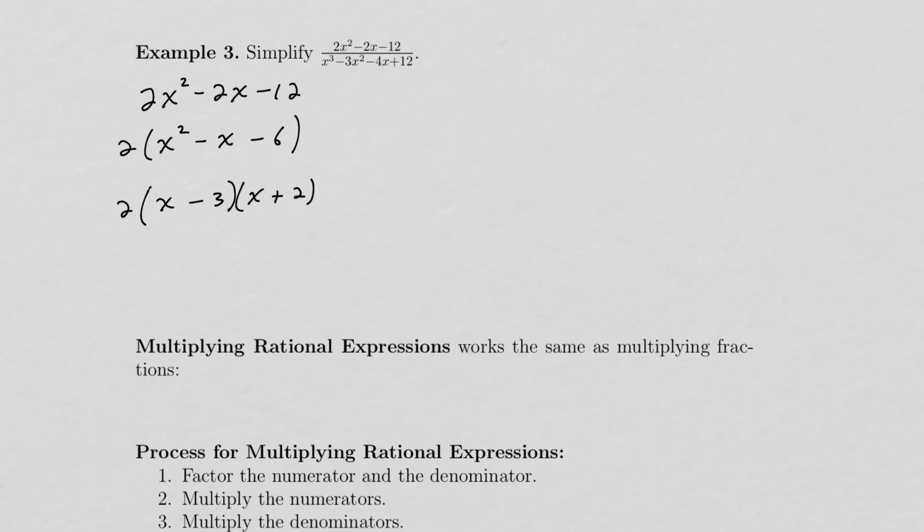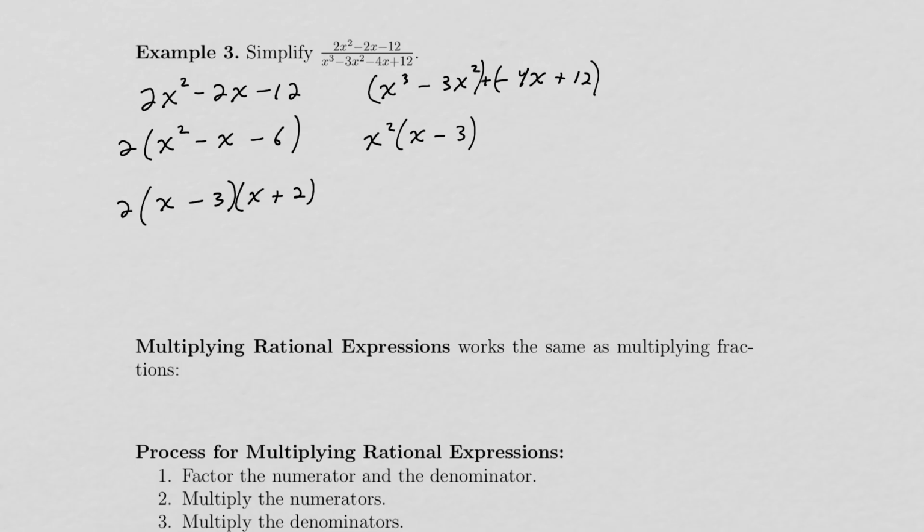And then for the denominator, since it's 4 terms, let's try factoring by grouping. So I'm going to group the first two. I'm going to put a plus there, right, to remind myself it's plus a negative 4x. And now I want to pull out the greatest common factor I can from the first group, which is going to be x squared. And I'm left with x minus 3.